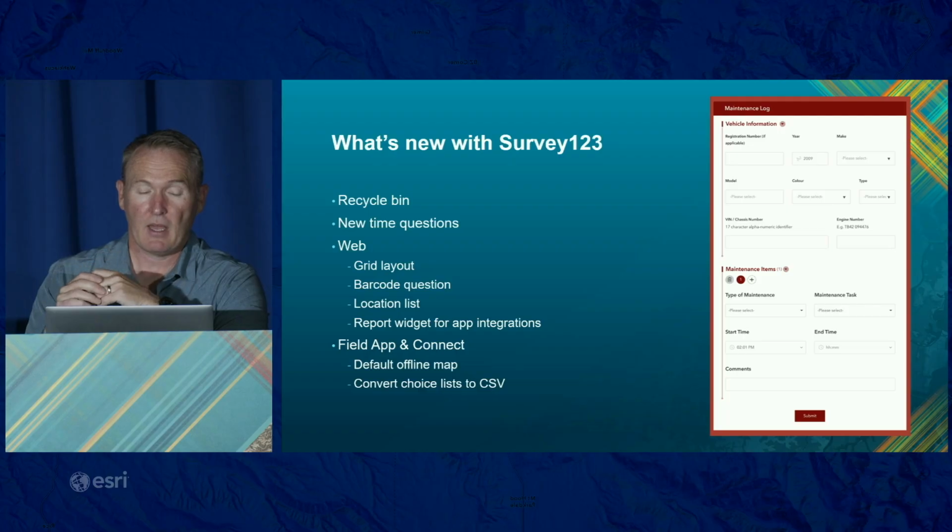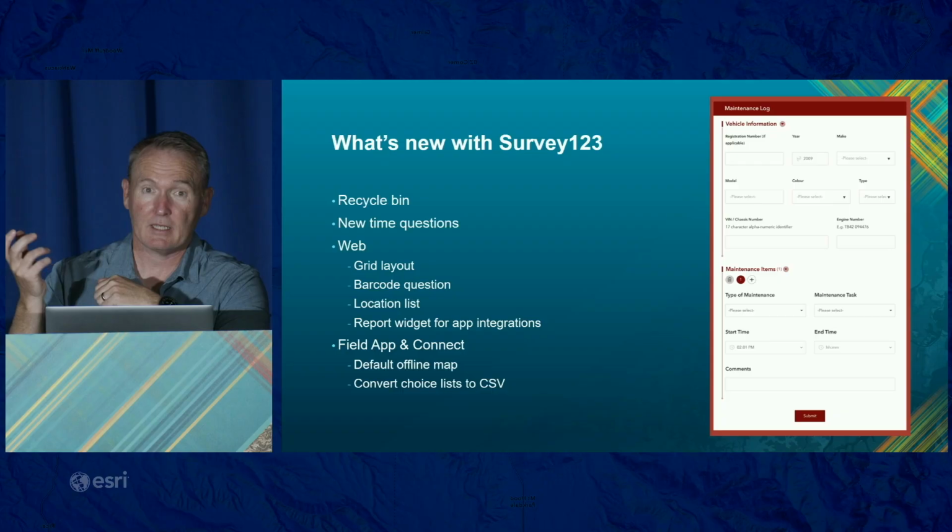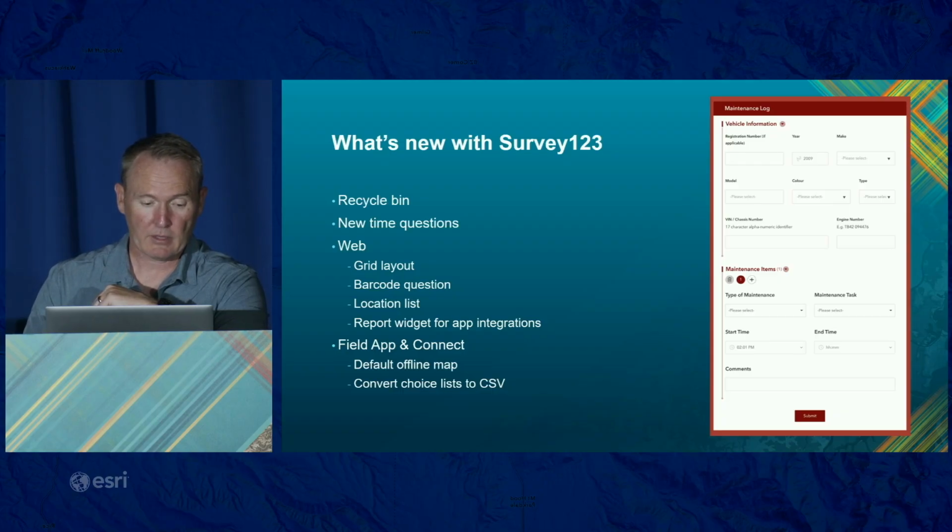The new time and date question types from ArcGIS Online we support. On the web, grid layout, I'll go into that in the slide after that in a little more detail. Barcode question on the web. So if you're using the web on a mobile device, you can still use a barcode question. Location list is a great capability, as well as some report widget inside of some other apps. I'll talk a little more about those in some following slides.